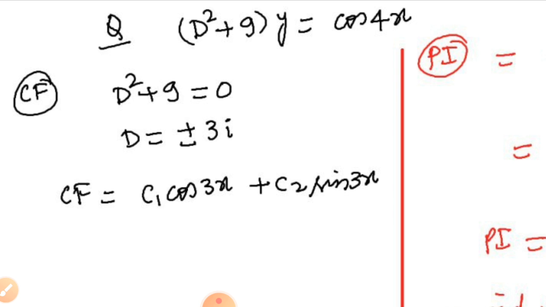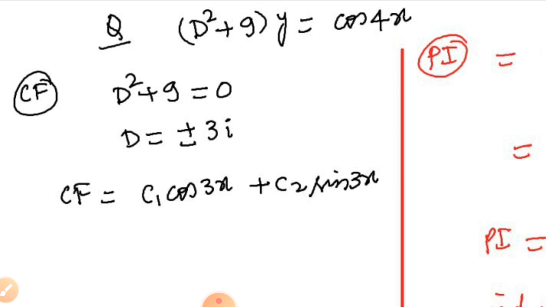So first we have to find the complementary function. The characteristic equation will be d square plus 9 equals 0. We can obtain d as plus minus 3 iota. So we are having complex roots. For complex roots, we write the complementary function like c1 cos 3x plus c2 sin 3x. As in the complex root, alpha plus minus iota beta, alpha is 0 here, we are only having the beta term. So we are not having any exponential terms in the complementary function. So this will be the complementary function.